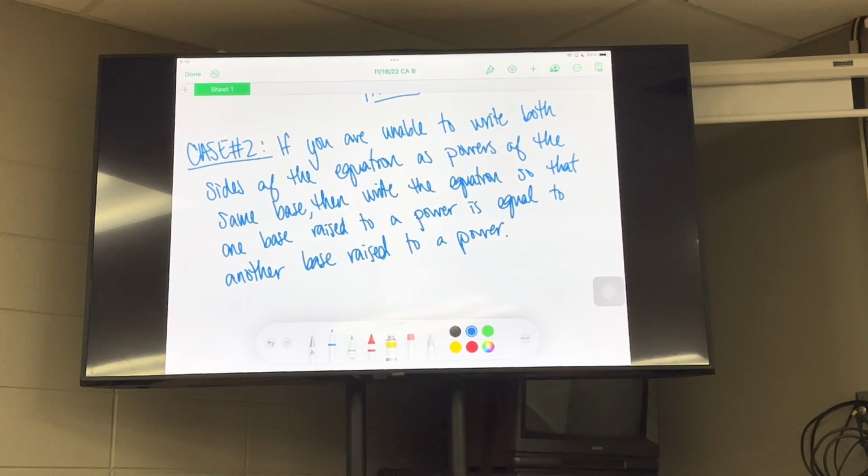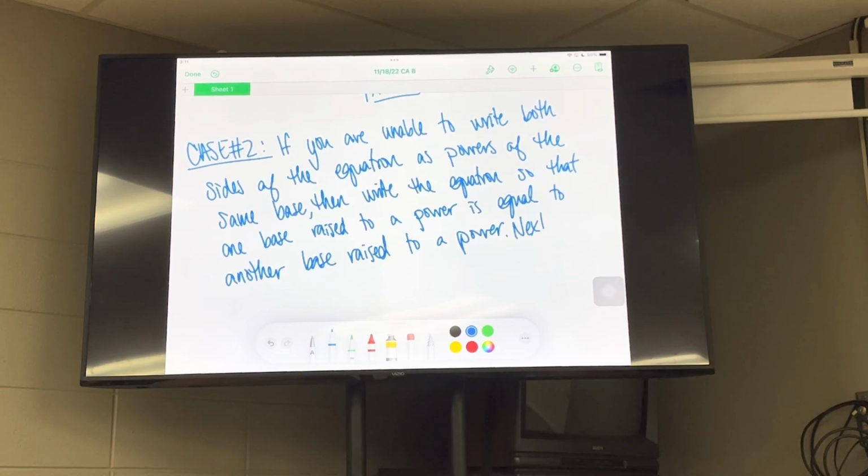So if you're unable to do that, it doesn't matter what the bases are. So if you just have one base on one side and it's raised to a power equals another base on another side raised to a power, that's good. Doesn't matter what the bases are at this point, okay? Because you can't get the same bases.